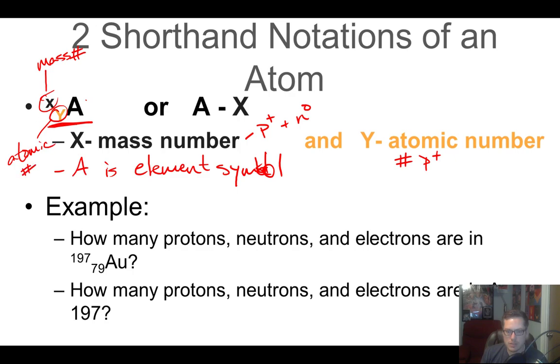Or essentially, it tells us the number of protons. In this other shorthand notation, notice that they totally skip out on giving us the atomic number, and they only give us the mass number. And in a slide, we'll talk about why that would be the case.